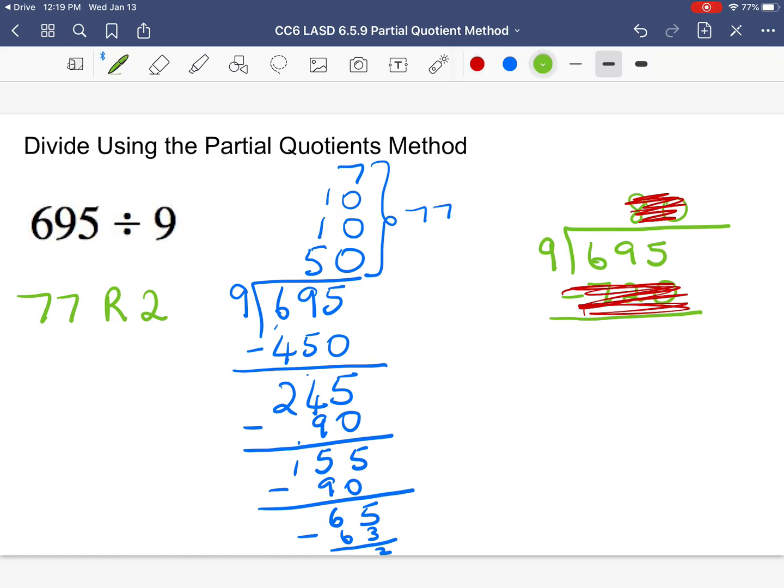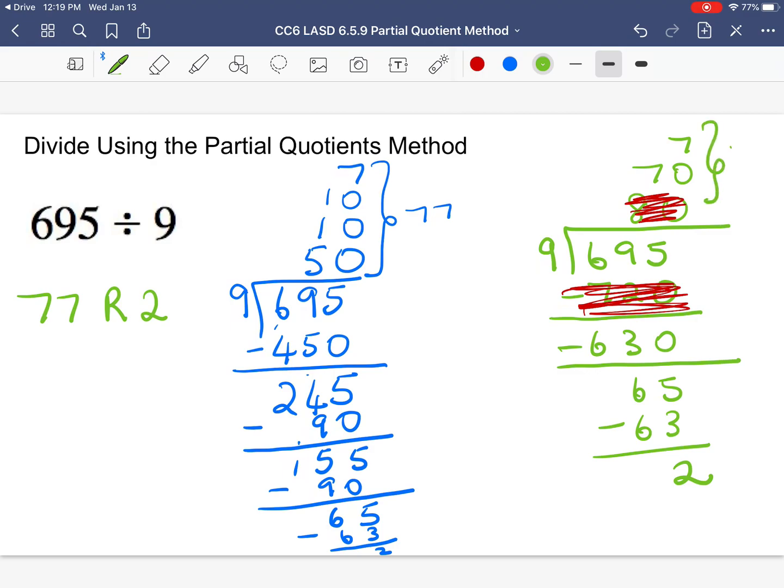So I could say then 9 times 70 is 630. And when I subtract that, I get 65. And then 9 times 7 is 63. And I'm left with 2 that I cannot divide by 9 and get a whole number. So I get 77 here. So the answer is 77, remainder 2. But you saw how I recovered from making an error. Just cross it out and keep going.